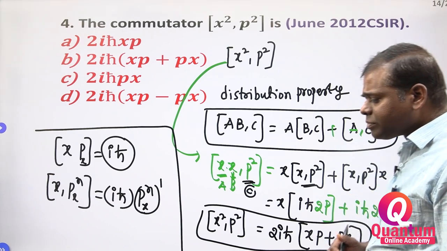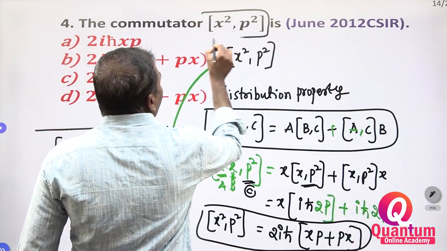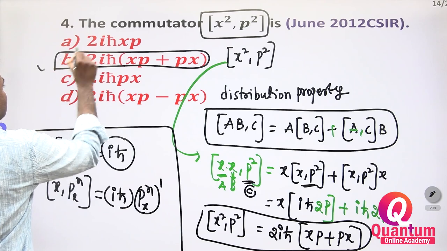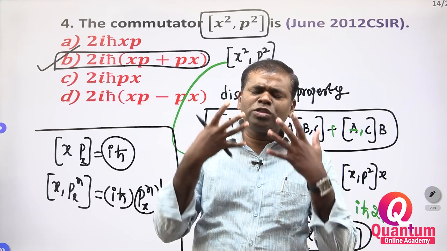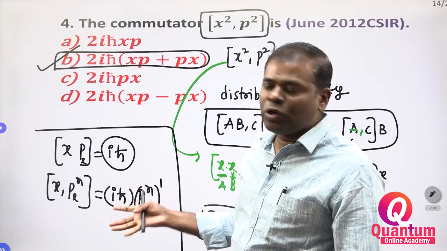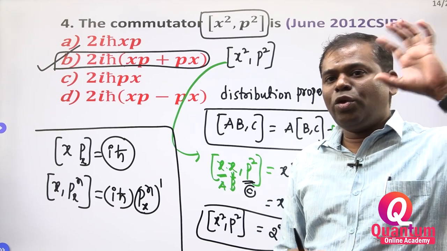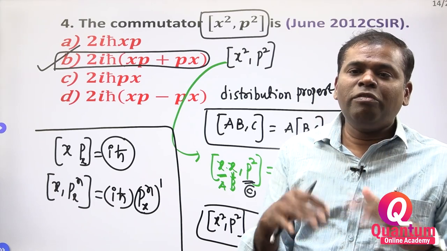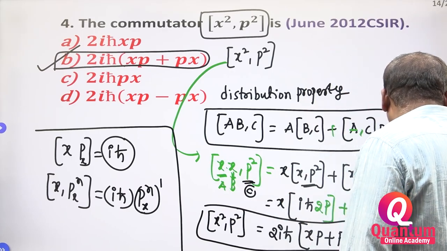What is your answer? According to your options, once you see, the commutator [x square, p square] is equal to 2 i h cut into (xp plus px). This is option B, which is correct. From the commutator, how simple it is. If you don't know, you are unable to do all these things. You know the problems, you know the formulas, you know how to approach the formula and how to solve the problem also. When you want the solution, teaching is needed, a teacher is needed, right?